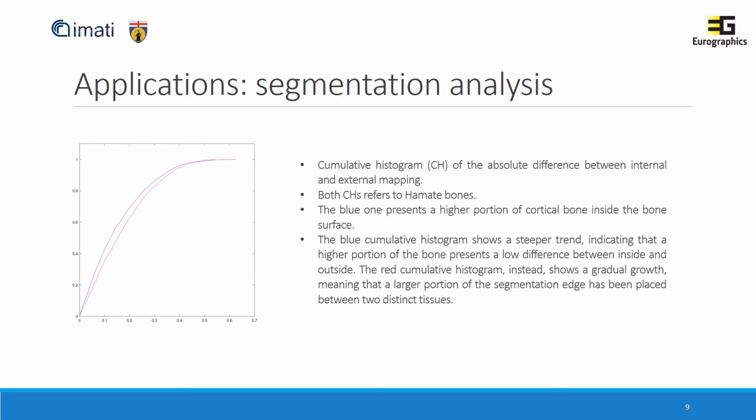In this cumulative histogram of the absolute difference between internal and external mapping, the hamate bone, which corresponds to the blue curve, presents a higher portion of cortical bone inside the surface. Indeed, the steeper trend indicates that a higher portion of the bone presents a low difference between inside and outside. The red cumulative histogram, instead, shows a gradual growth, meaning that a larger portion of the segmentation edge has been placed between the two distinct tissues.